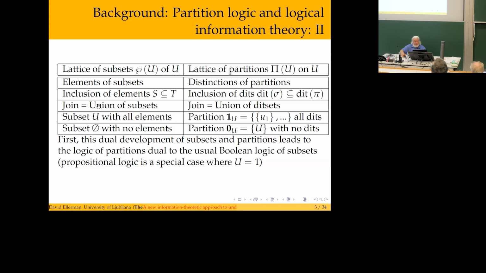The join operation, the lattice operation, in the lattice of subsets is just the union of subsets. And the join operation for partitions is just the union of the two dit sets. So the dit set of the join is the union of the two dit sets of the two partitions. The top of the lattice of subsets is all elements, the universe set. The bottom is the null set, no elements. And in the partition lattice, the top is the partition called the discrete partition, where all the elements are distinguished, so each block in the partition is a singleton. And that sort of corresponds to classical reality as we see it.